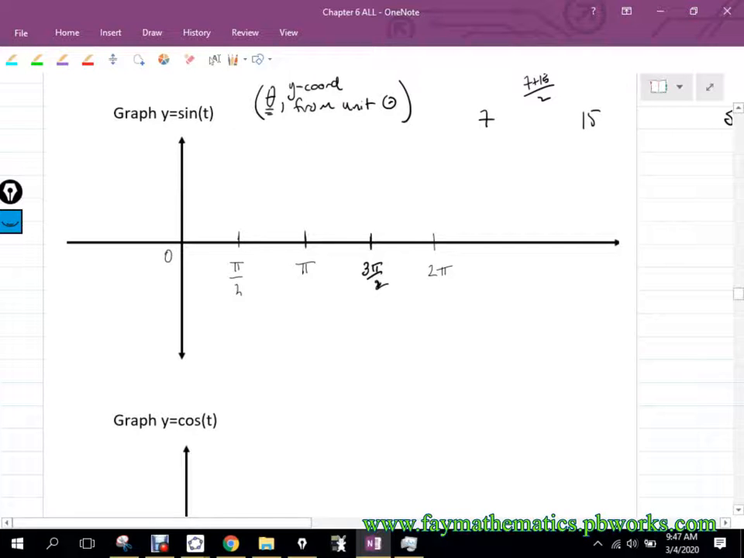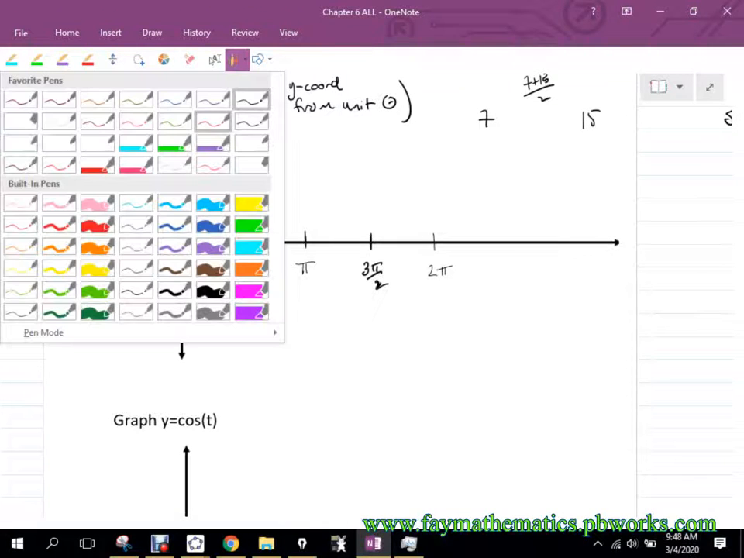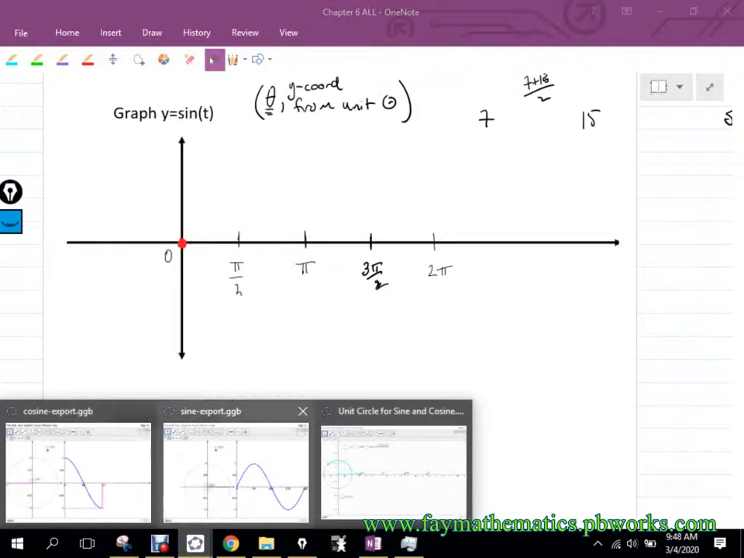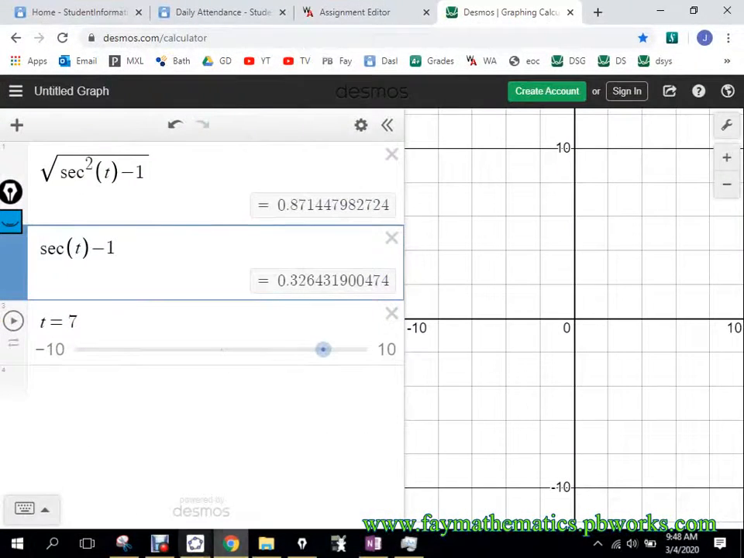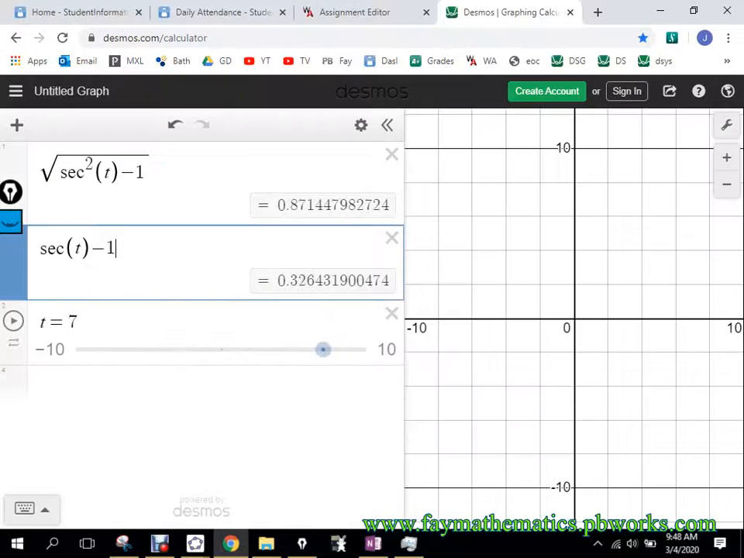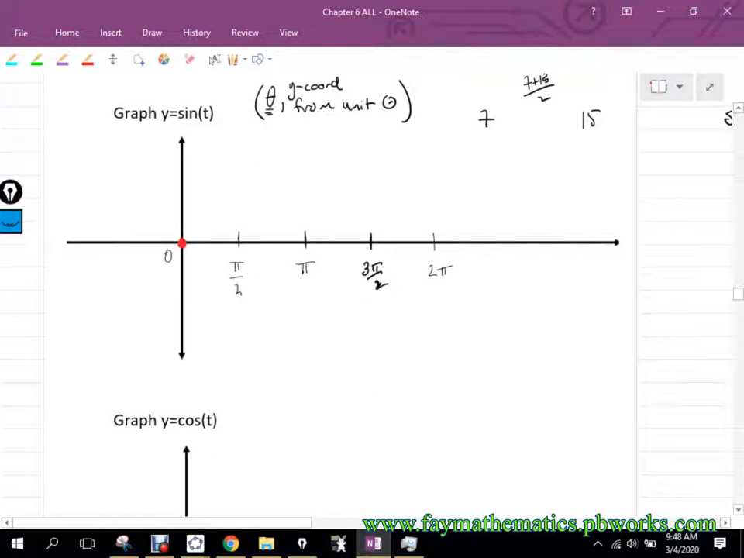But going back to the parent function, the sine function at 0 radians, which would be right here, we're asking what is the y value at 0 radians. What is the y value of that coordinate or that point where my cursor is? And it'd be 0, right? So 0, 0. I'm going to plot that point 0, 0.